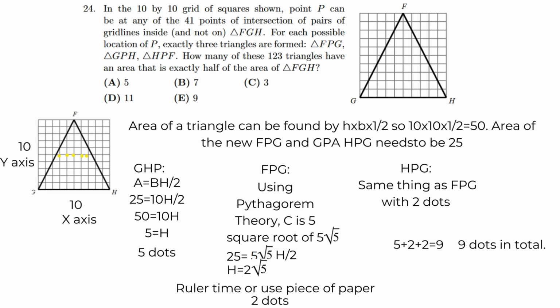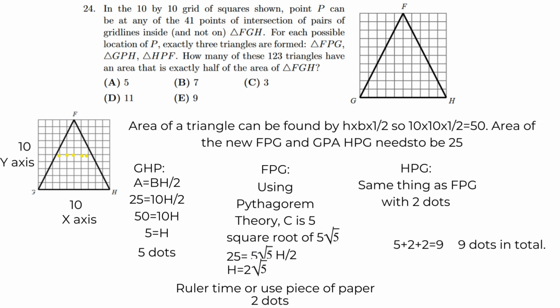If you don't know how to figure out the area of the triangle, it's base times height times 1/2. Let's get back to it. So 10 times 10 times 1/2 is 50. So the area of the triangle FGH is 50, and half of it, which all those other triangles have to be, is 25. So let's do it one triangle at a time.